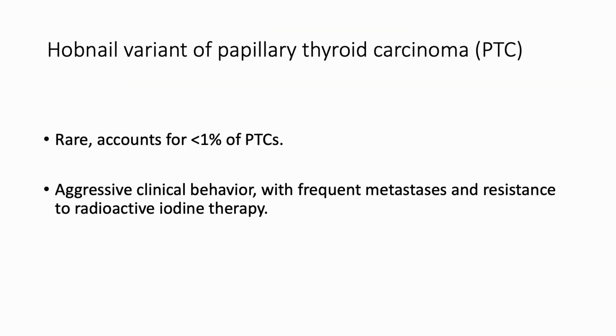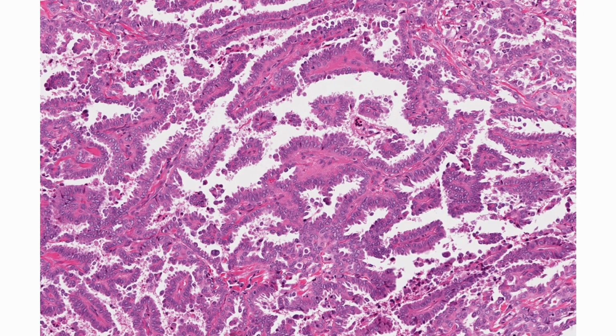So, what is hobnail variant of PTC? First of all, hobnail variant of PTC is rare, accounting for less than 1% of all PTCs. It is an aggressive tumor with frequent local recurrences and distal metastasis. In addition, the tumor is resistant to radioactive iodine therapy. The prognosis is poor, with many patients dying within 5 years of diagnosis.